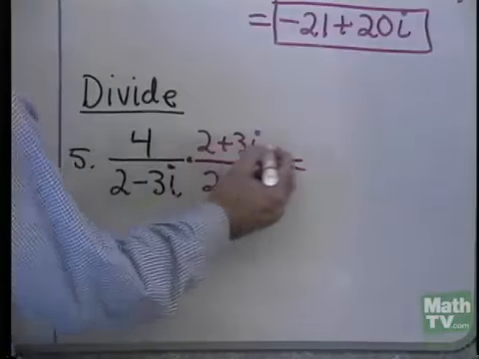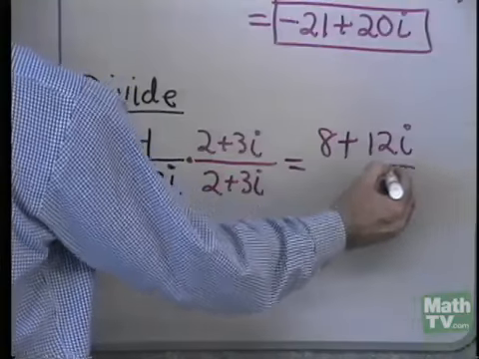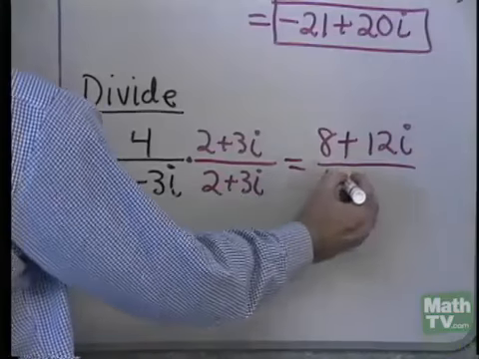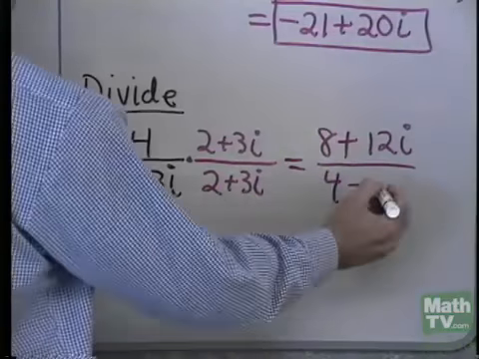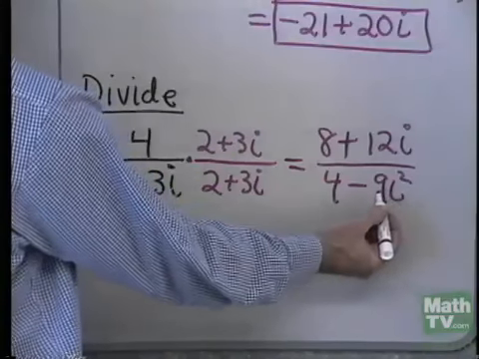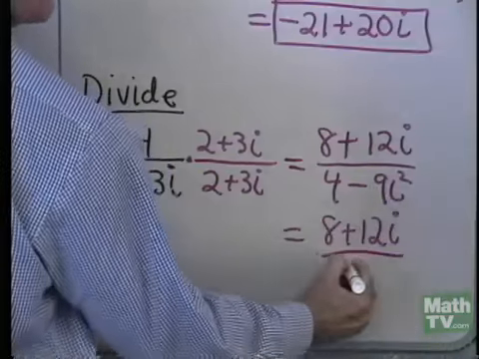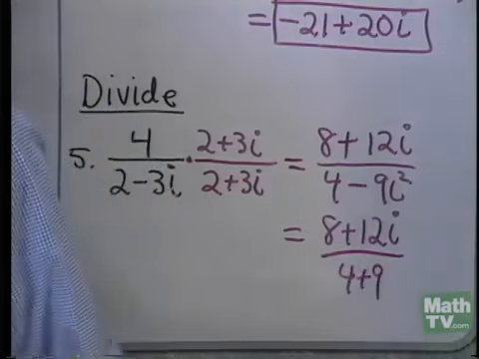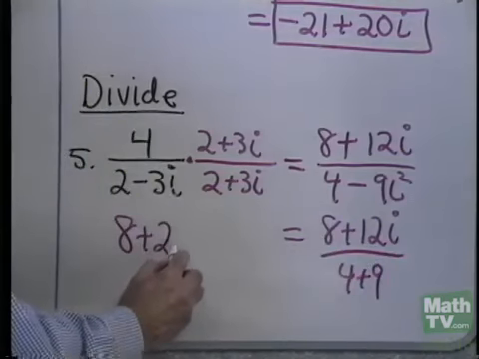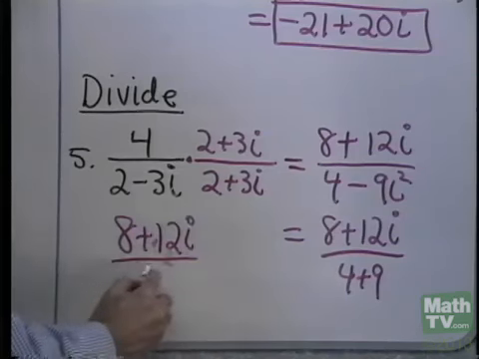On top, I have 4 times 2 is 8, plus 4 times 3i is 12i. On the bottom, I have 2 minus 3i times 2 plus 3i, so it's the square of the first term, 4, minus the square of the last term, 3i squared, which is 9i squared. Now, i squared is -1, times -9 is positive 9. I get 8 plus 12i divided by 4 plus 9. That's 8 plus 12i divided by 13. So I'm going to write that over here: 8 plus 12i, all divided by 13.